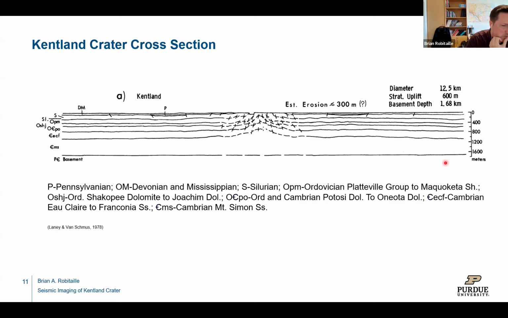And we have a basement depth of about 1.68 kilometers. This is wrong. It's a minimum of about 300. Could be more, really hard to tell. But one of the things that we're looking at here, this is just a legend to describe what these rock layers are that he named them. The Shakopee dolomite is the oldest rock that is exposed at the surface in the Kentland crater. So that has been uplifted about 600 meters to be at the surface at present. That is what we're dealing with on this one.